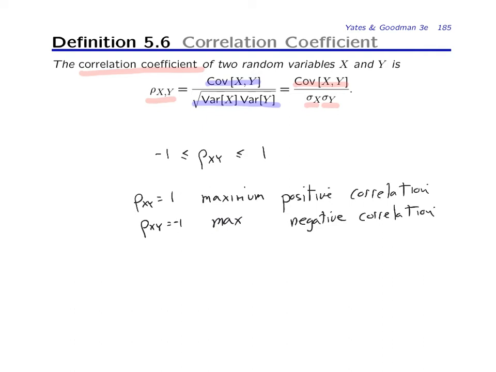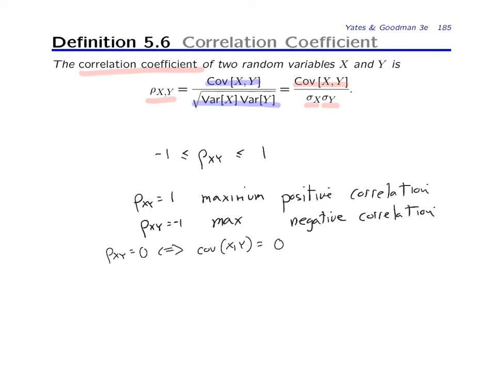And this reminds me of something I forgot to mention. What about if the correlation coefficient is right in the middle? For instance, if rho xy equals 0. Well, since the standard deviation sigma x and standard deviation sigma y both have to be positive, rho xy equal to 0 in fact corresponds to covariance xy being 0. And so how do we get 0 covariance?